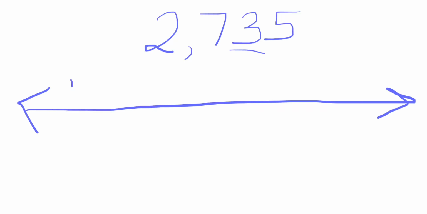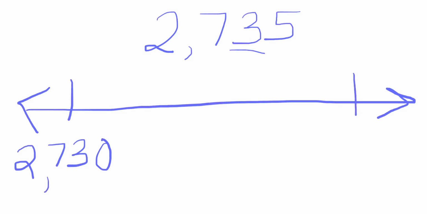So down here on this side of the line, we're going to write 2,730 because we would never round it to 20. We want to know if it's closer to 30 or 40. And then on the other side of the line, we're going to write 2,740. All right, you know the next step.